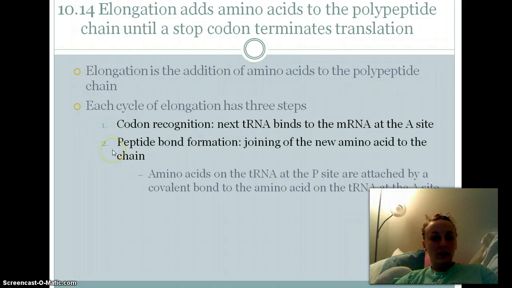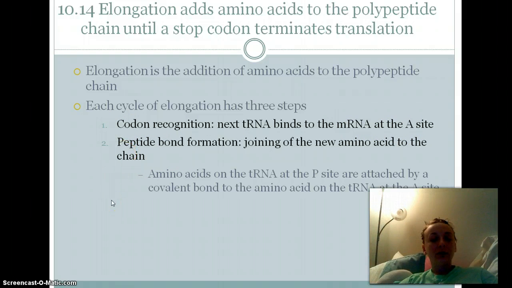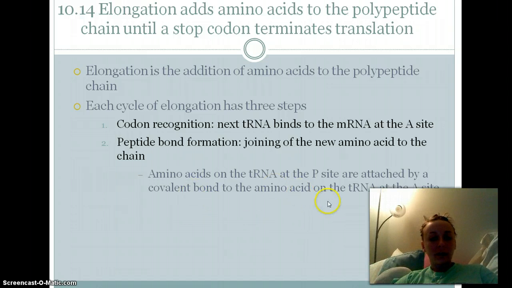So each cycle has 3 different steps. First, codon recognition: the next tRNA will bind to the mRNA at the A site. That's going to make a peptide bond formation. So those 2 new amino acids in the chain are going to bond and attach to each other. The amino acid on the tRNA at the P site is then attached by a covalent bond to the amino acid on the tRNA at the A site.